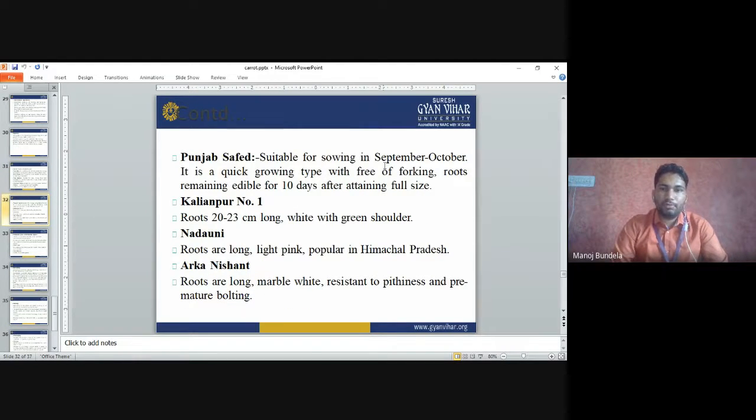Punjab Safed is suitable for sowing in September-October. It is a quick-growing type, free of forking. Roots remain edible for 10 days after attaining full size, meaning the storage life is 10 days. Tallipuram number 1: its roots are 20 to 23 centimeters long, white with green shoulders. Nadoni: roots are long, light pink, popular in Himachal Pradesh. Afghanistan is a multiple disease resistant variety. Roots are long, marble white, resistant to pithiness and premature bolting.